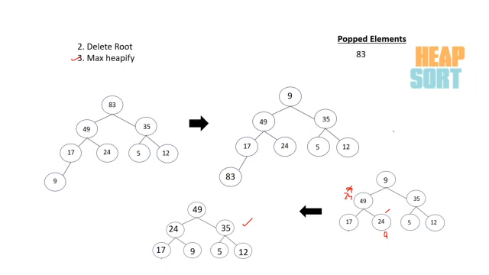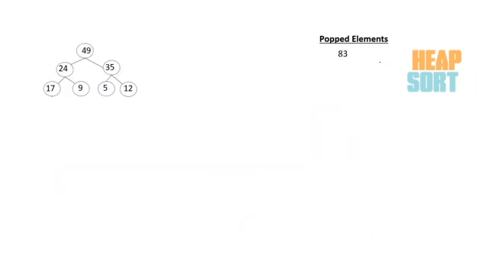And the popped element, suppose you have a data structure that holds the popped elements, will contain this value 83. The next element to be popped will be 49. So now 49 is the root, and this is the last index. So 49 and 12 will be exchanged.